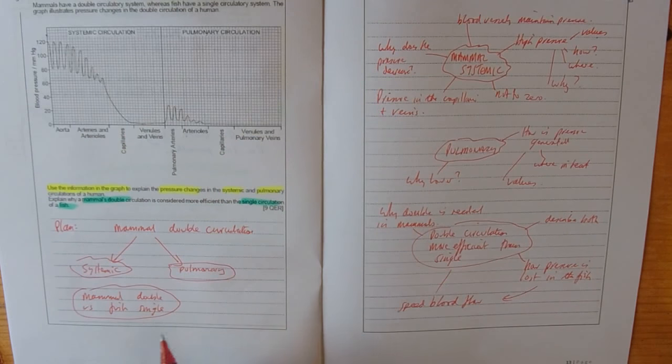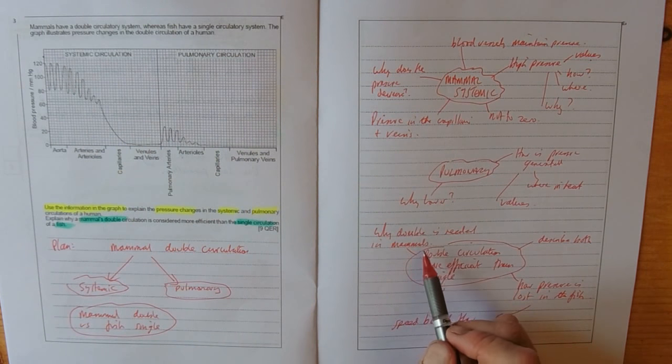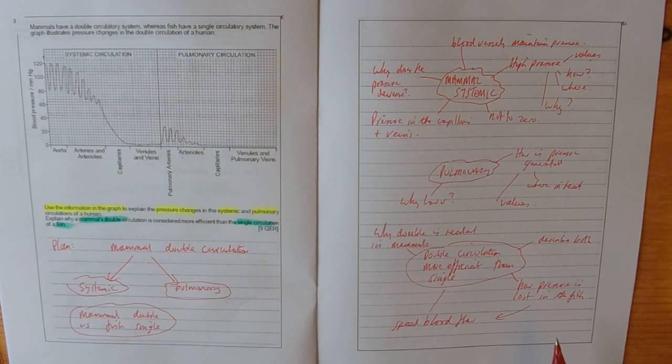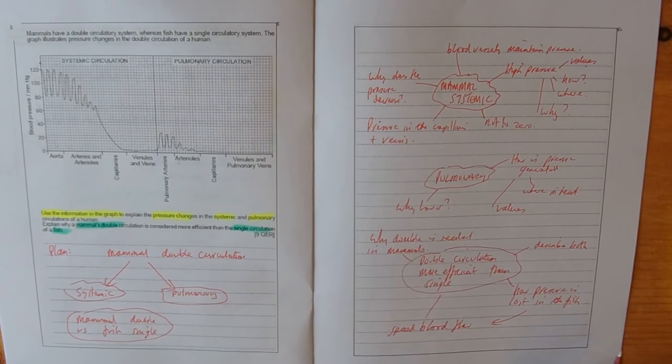And one of the earlier questions dealt with this, mammals versus fish. So why do the mammals need a more efficient system to deliver oxygen? So that's your general plan. I might do a more detailed model answer.